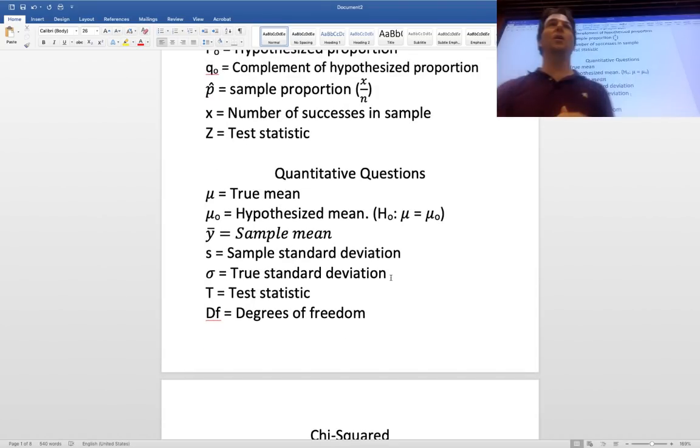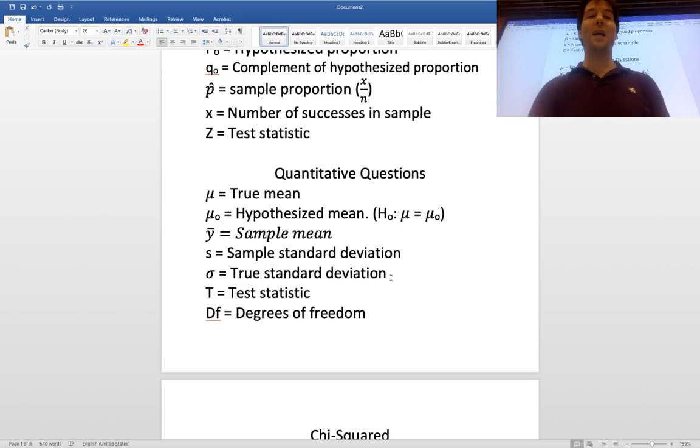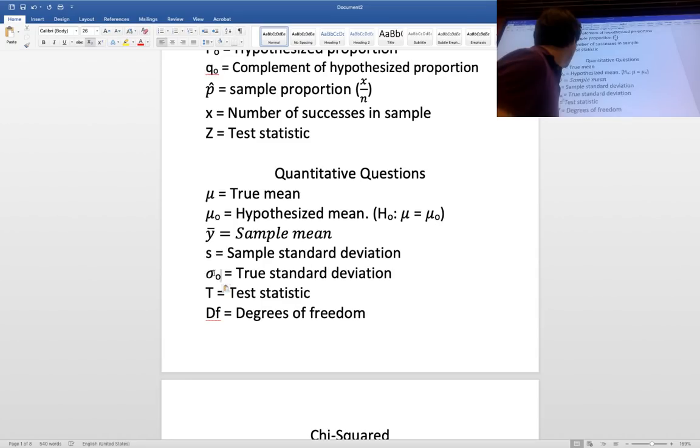The Greek letters like sigma and mu are for the population. But whenever we put a little naught on it, it means it's hypothesized, which goes with the null. Whenever you see that little naught, it would be a hypothesized value. What if I put this little naught right next to the standard deviation? It wouldn't be the true standard deviation. It would become the hypothesized one.